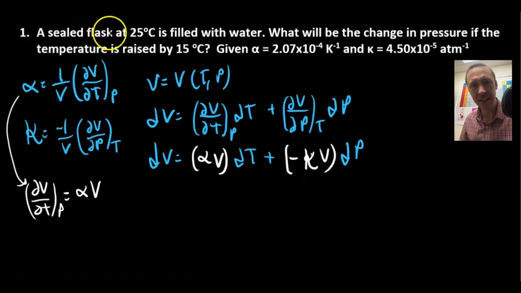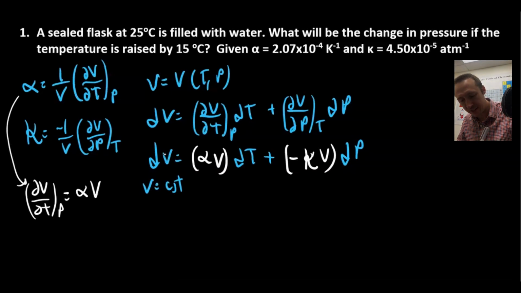Now this is a sealed flask, and they don't tell us, but it's implied that the volume is not going to change. Also, this is liquid water at 25 degrees Celsius, so if we heat it by 15 degrees Celsius, the volume is not going to change very much. There's going to be no change in volume, so we can impose the condition of constant volume. Volume is constant, and if volume is constant, then dV is 0.